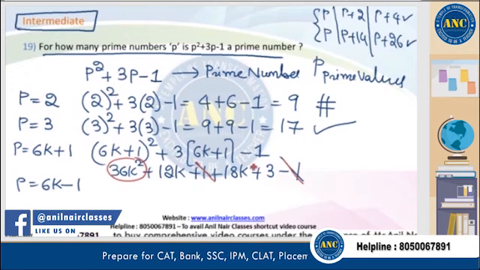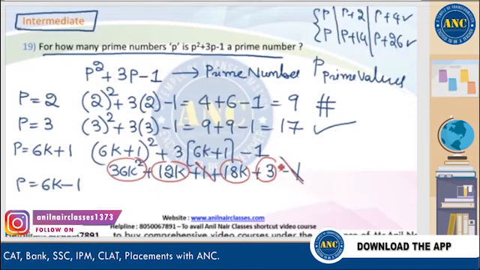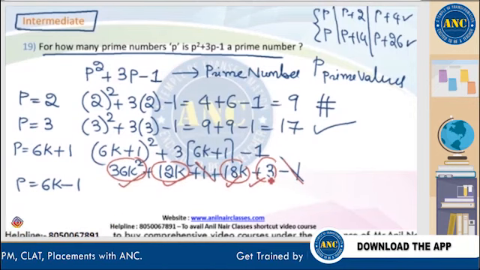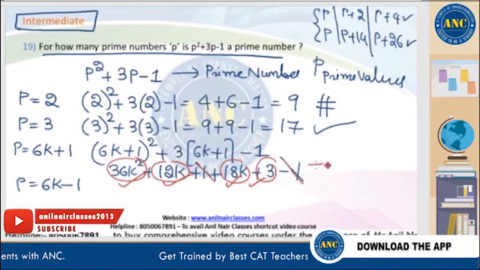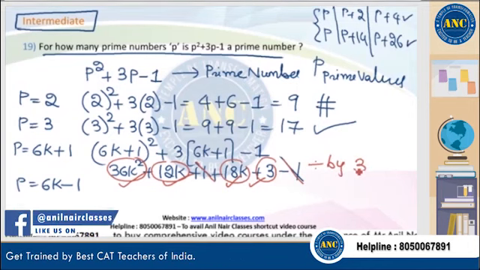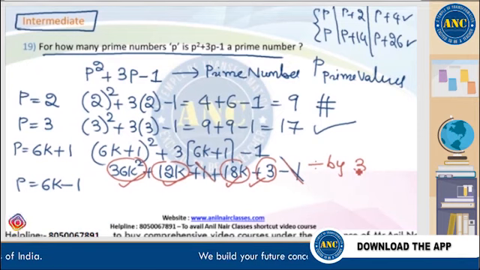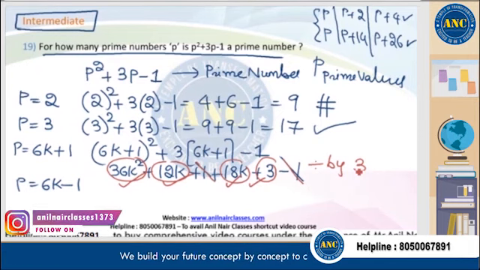This term is divisible by 3, this is divisible by 3, this is divisible by 3, and this is divisible by 3. All are divisible by 3, so the answer will be divisible by 3. Plus 1 minus 1 cancel. 36k square plus 12k plus 18k, all are divisible by 3.